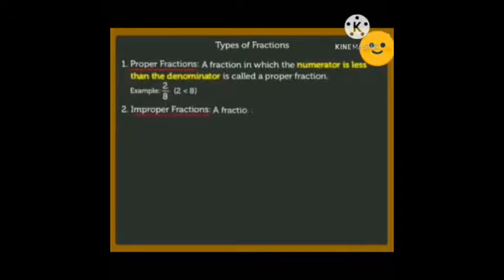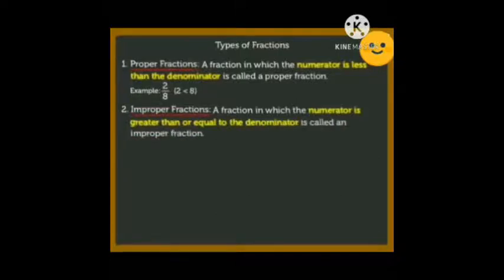Now, improper fractions. A fraction in which the numerator is greater than or equal to the denominator is called an improper fraction. So for example, 5 upon 2. Here 5 is greater than 2. So 5 upon 2 is an improper fraction. And also 4 upon 4 is an improper fraction, because 4 is equal to 4.